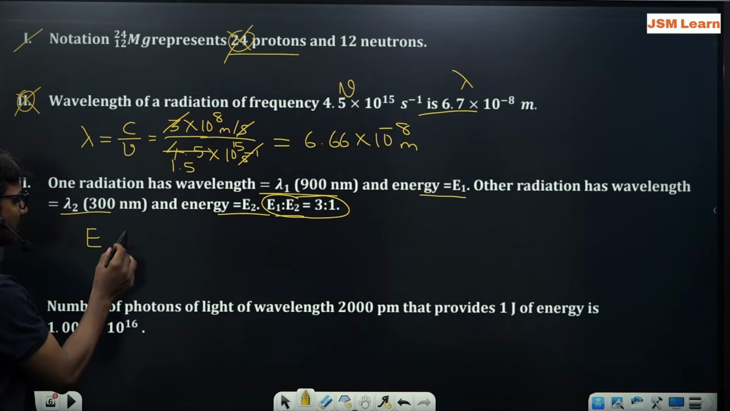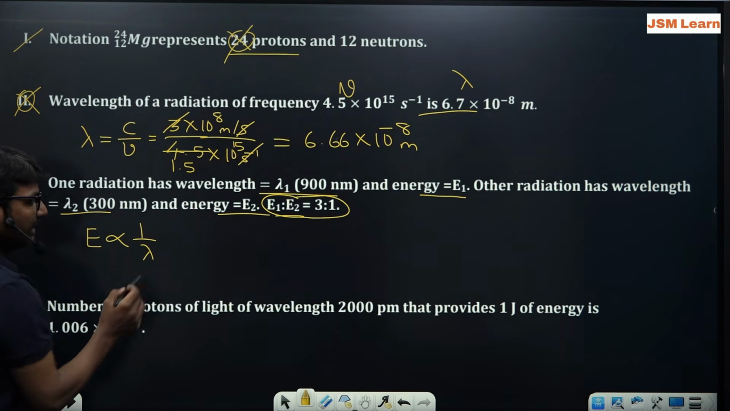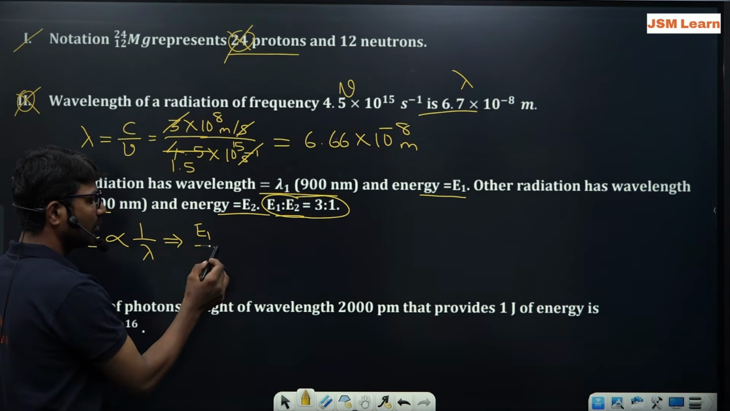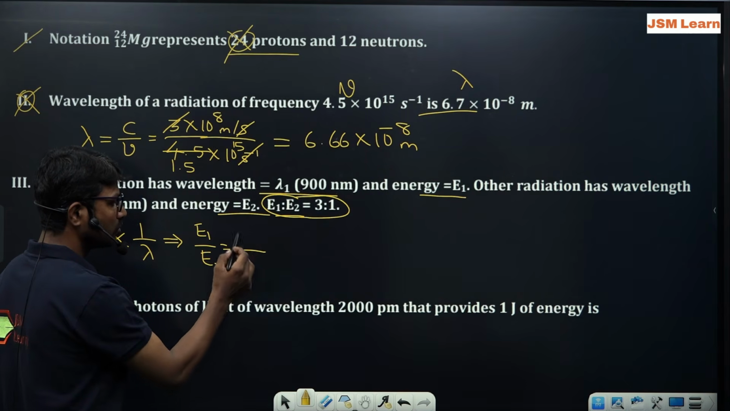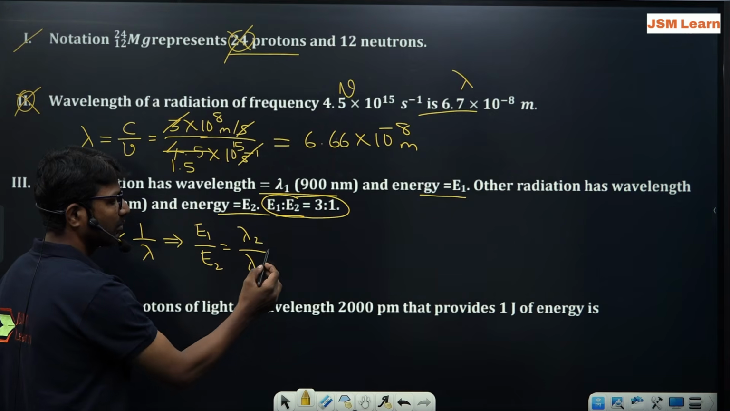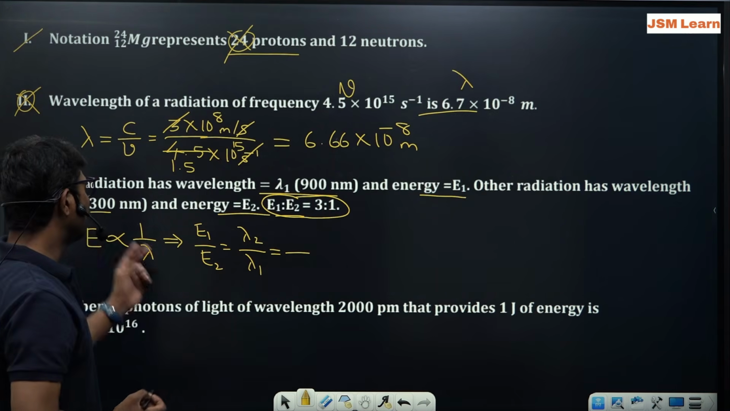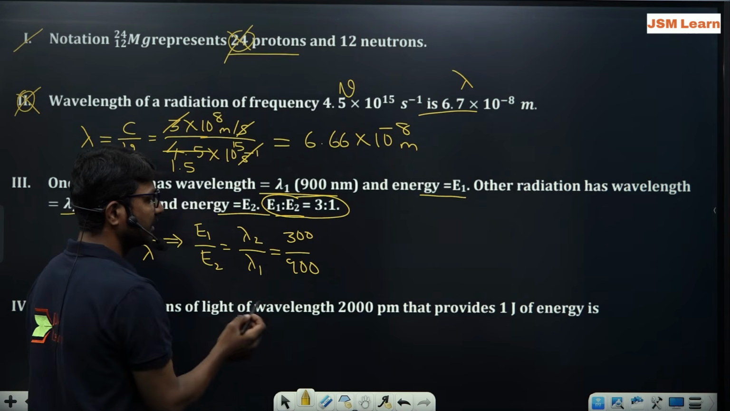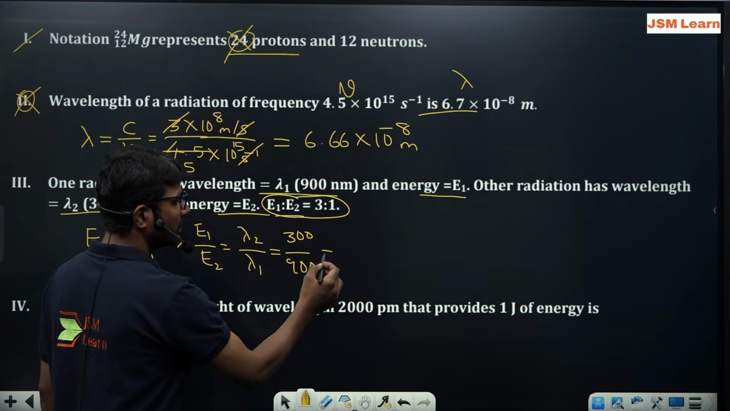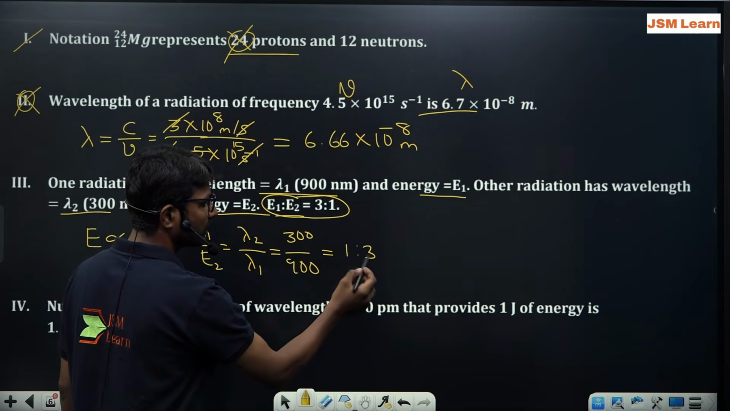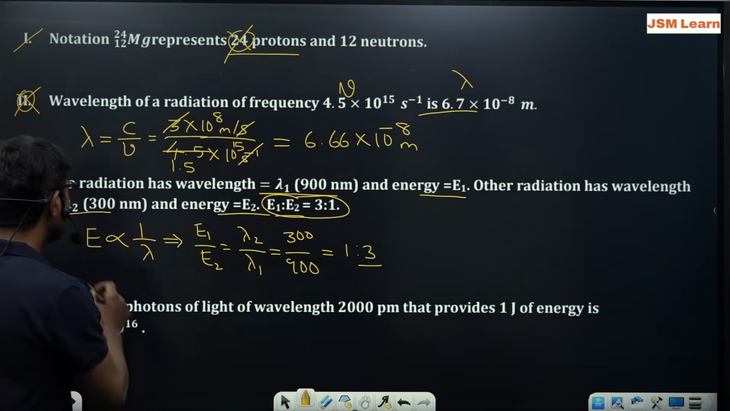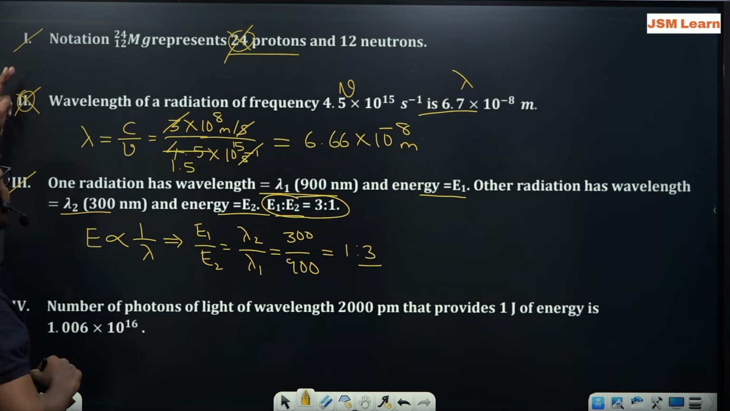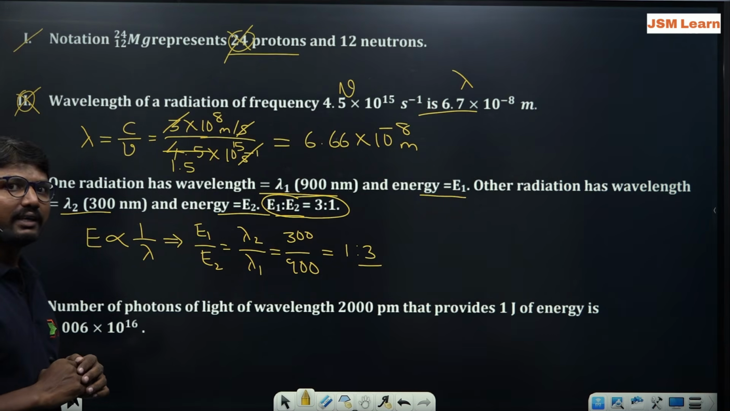As we know, E is inversely proportional to wavelength. From this data, we can write E1 upon E2 is equal to lambda 2 upon lambda 1. So lambda 2 value we have here as 300 nanometers, and lambda 1 as 900 nanometers. So from this we are getting the value as what? 1:3, but not 3:1. That means this is an incorrect statement which we have to identify. So 1 and 3 are incorrect statements.